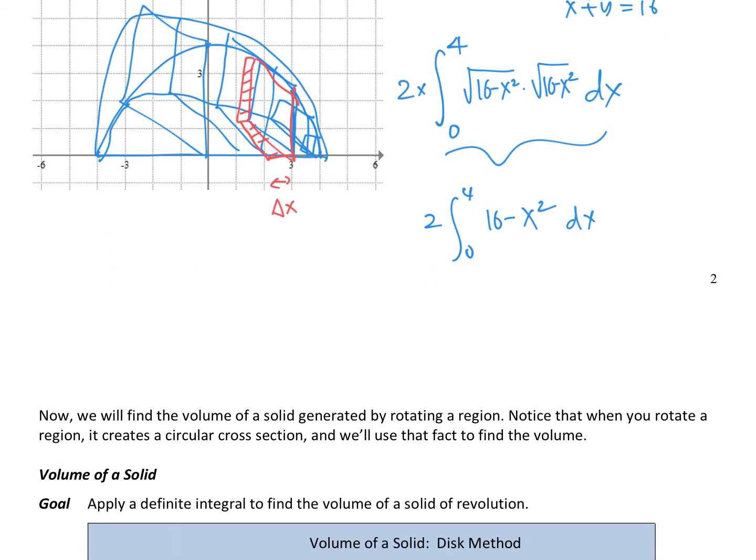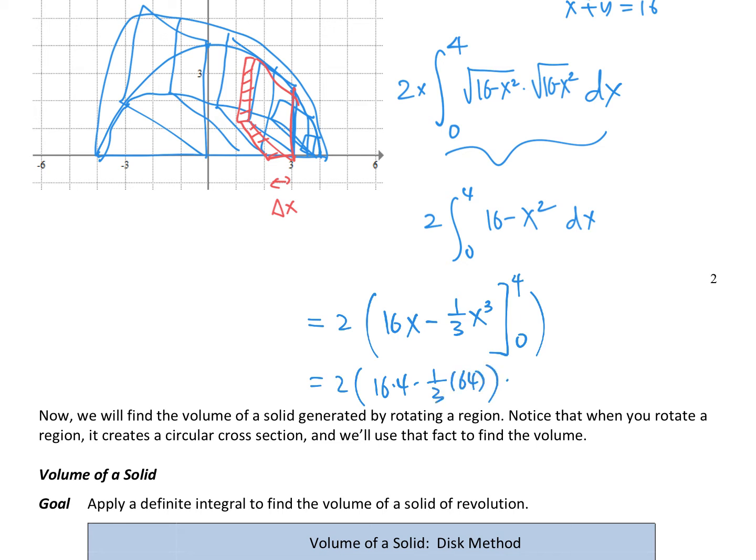So let's see, this will be 2 times 16x minus 1/3 x cubed, from 0 to 4. So that's 2 times 16 times 4 minus 1/3 times 4 to the third power, 64. 2 times 64 minus 64 over 3. 64 is 192 over 3, so that's 128 over 3. So that'll be 256 over 3. All right.